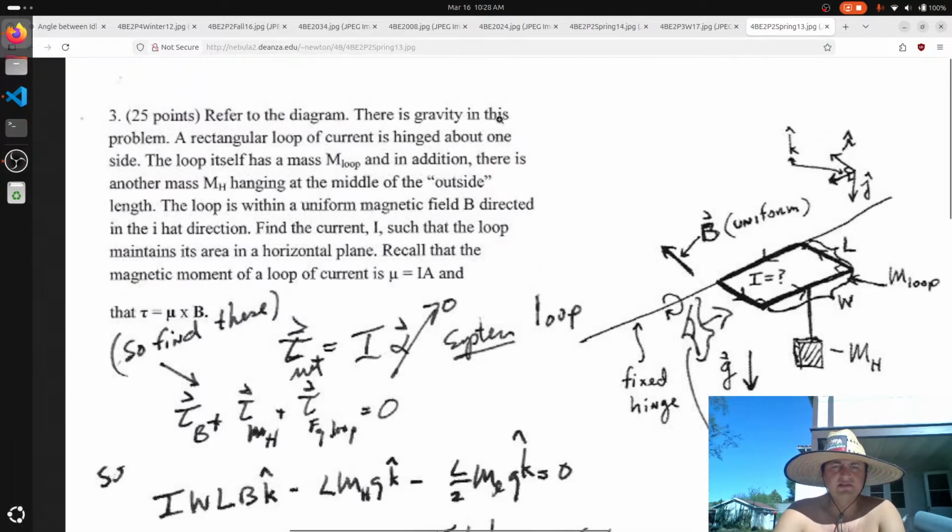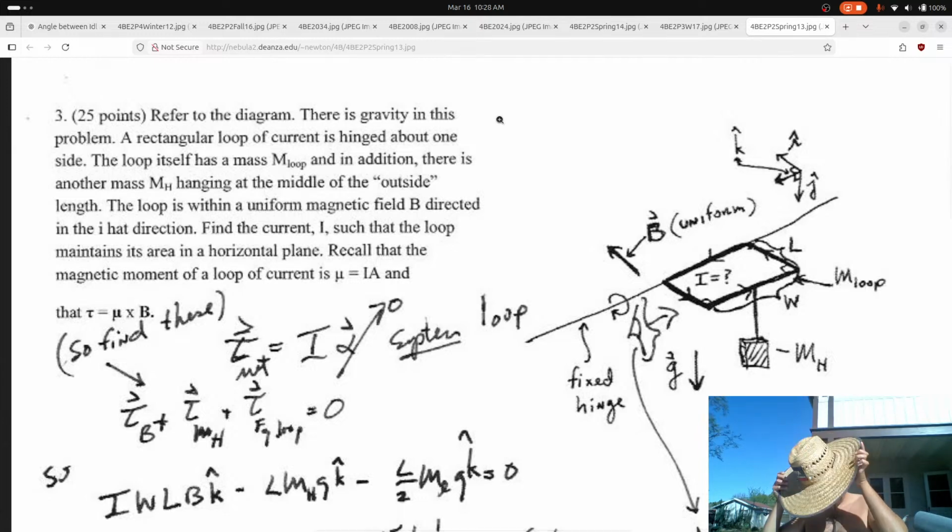Okay, torque balance. This is the classic torque balance. Doesn't seem like it should be that hard. I'll figure it out. There's probably some nuance to it. There always is.